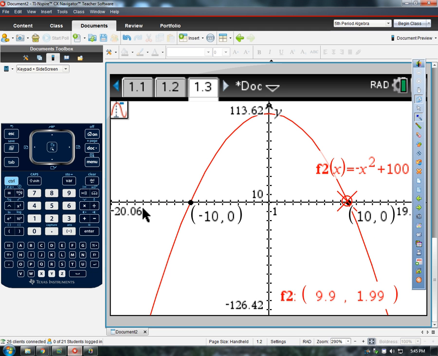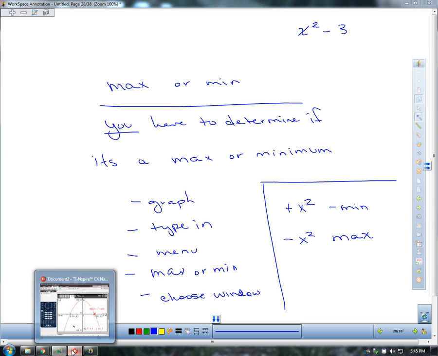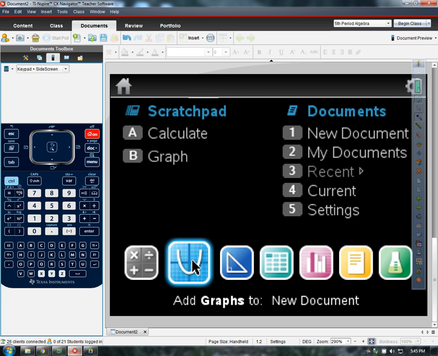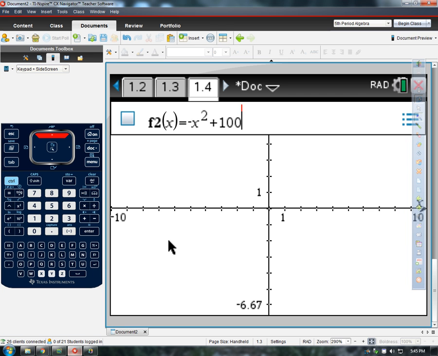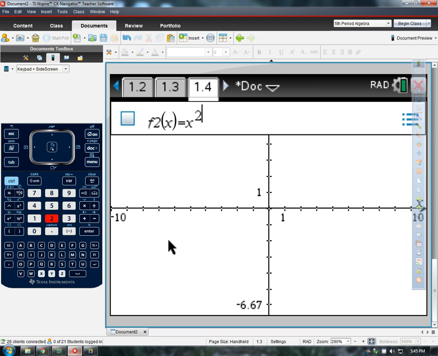So, let me see here. Let's do, I'm going to write it down so y'all know. Let's do x squared minus 3. We're going to find the vertex of that. Or, I'm sorry, the maximum or minimum. Okay. So, here we go. I'm going to go to graph. I'm just clearing out all this stuff, guys. So I'm going to say, okay, x squared, was it plus or minus 3? Minus 3, okay. Minus 3.